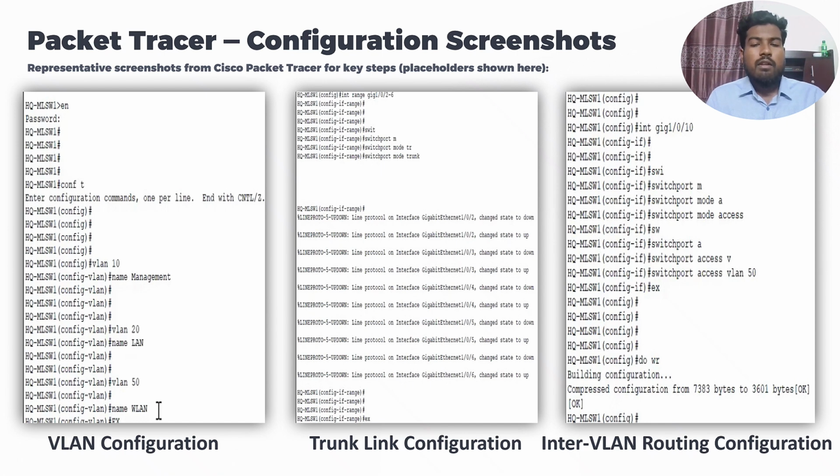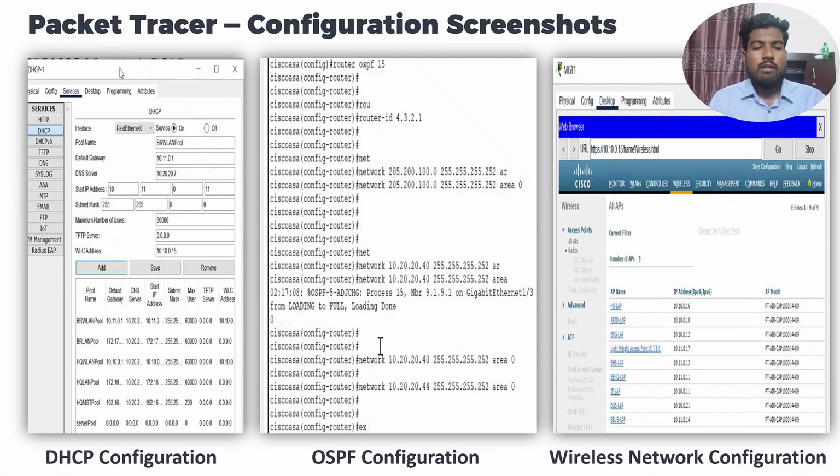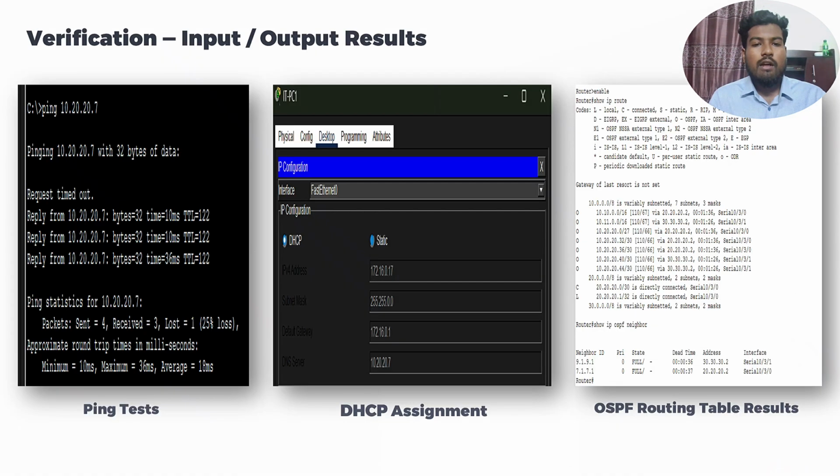This slide shows several configuration screenshots taken from Cisco Packet Tracer. These include VLAN configuration in the left part, trunk configuration in the middle part, and inter-VLAN routing in the right part. There are also some screenshots from Cisco Packet Tracer. In the left part, we can see DHCP configuration, in the middle part, OSPF configuration, and in the right part, wireless configuration. These screenshots demonstrate the practical implementation of the technologies used in our network.